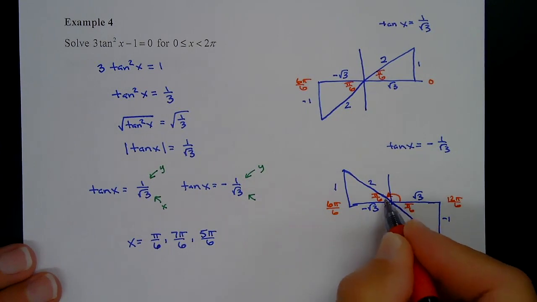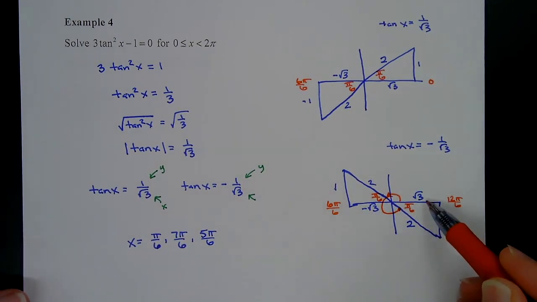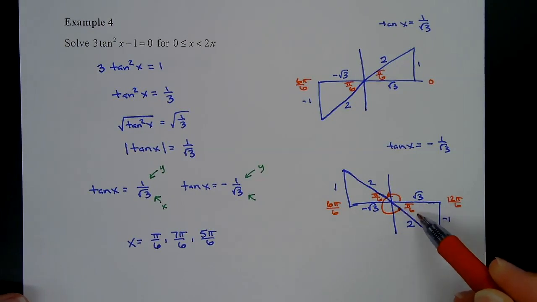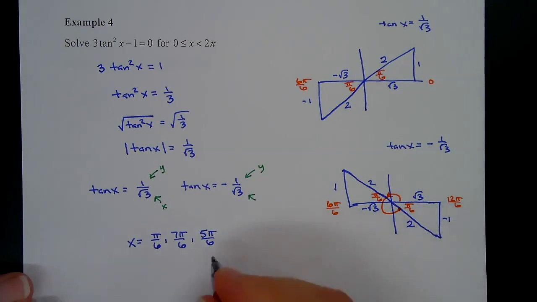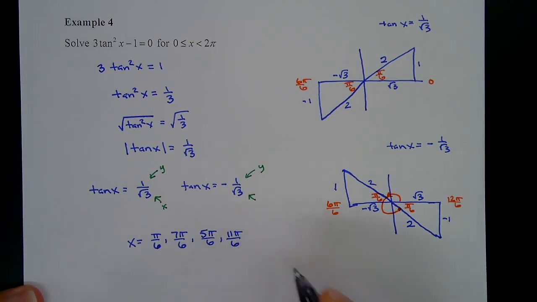If I keep going all the way to this one, right? Well, if I went all the way to 12 pi over 6, to get this angle of rotation, I'd have to back off a pi over 6. So that would be 11 pi over 6. And that's my fourth answer to this. So there's actually 4 answers to this: pi over 6, 7 pi over 6, 5 pi over 6, and 11 pi over 6.